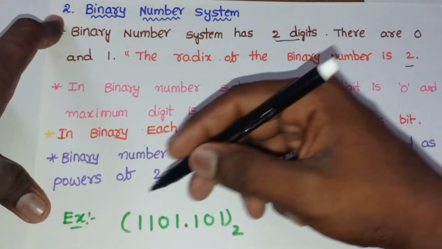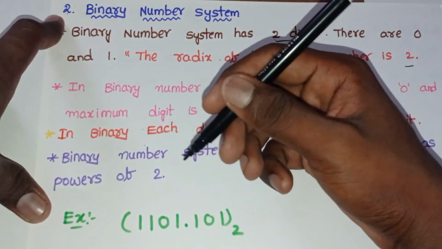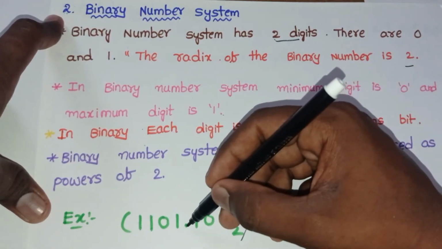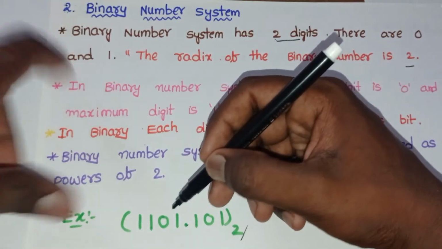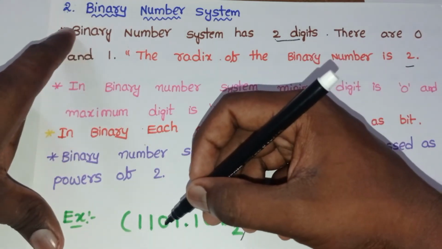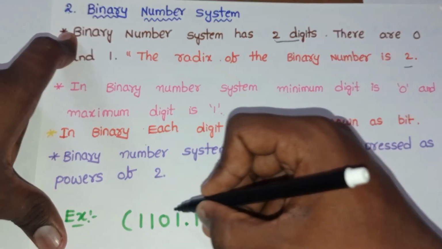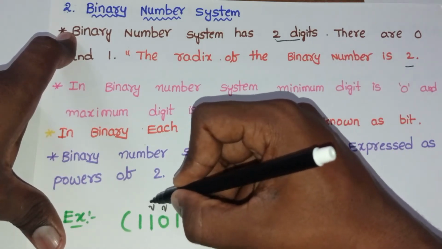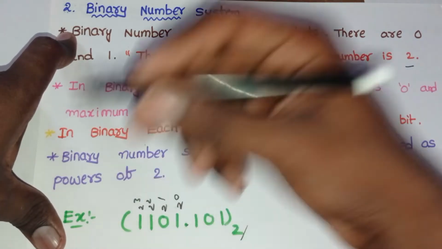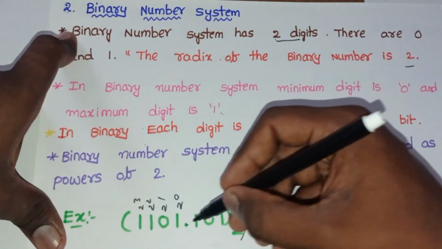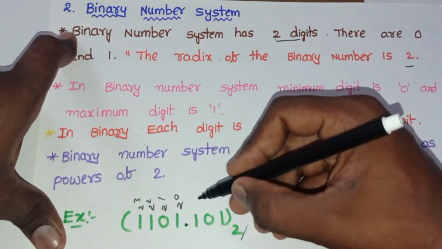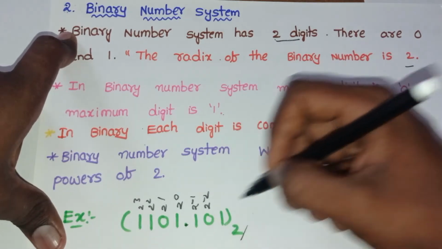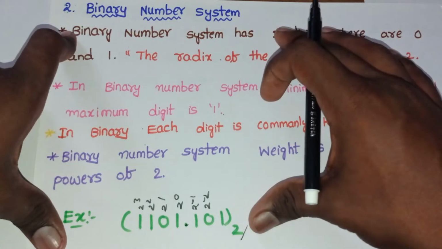Here, observe, this is a binary number, a combination of zeros and ones, and this 2 indicates the radix of the number system, and this is the decimal point. On the left side of the decimal point, we have positive powers of 2, that is 2 power 0, 2 power 1, 2 power 2, 2 power 3, and so on. And on the right side of this decimal point, we have negative powers, that is 2 power minus 1, 2 power minus 2, like that. And this is the binary number system.